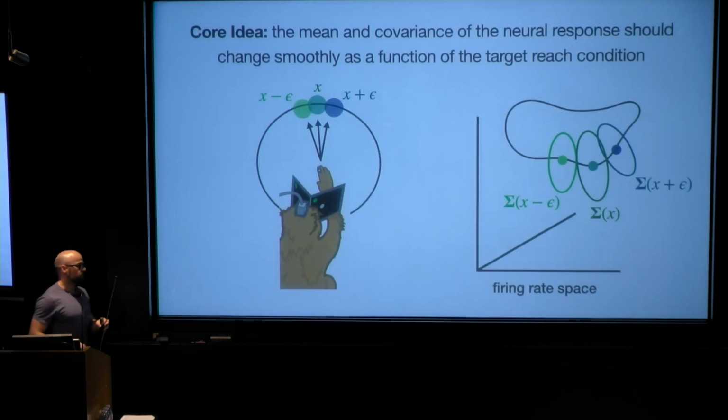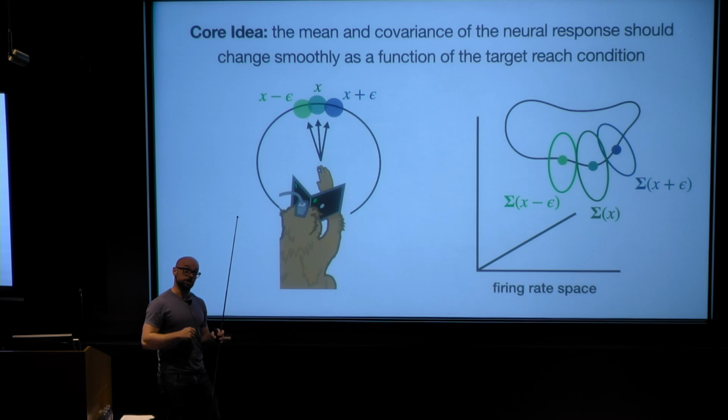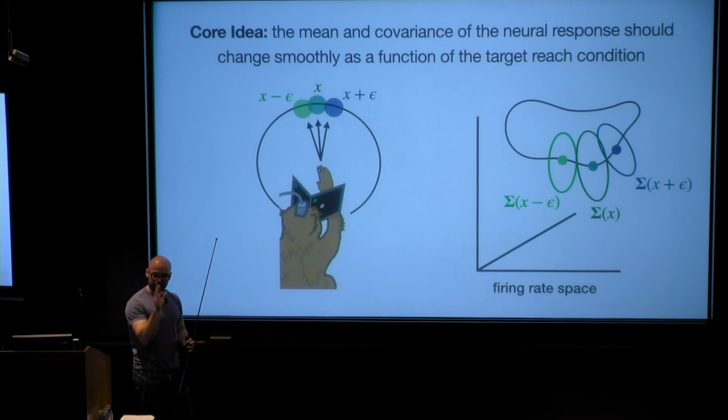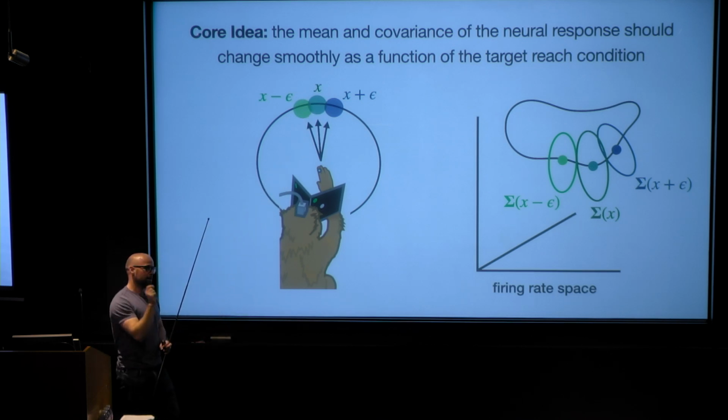So remember, the idea is the monkey is about to make a movement. We're just looking at that snapshot in time. There is a whole other story here, which is thinking about how the dynamics are unfolding over time. But we're just looking at a snapshot of time. And the intuition for why things should be continuous is just like in the first slide I showed you. The monkey can't see perfectly where the target stimulus is. So if I moved the target reach condition by a fraction of a millimeter, that's going to look the same to the monkey. So across trials, the neural activity should also look the same.